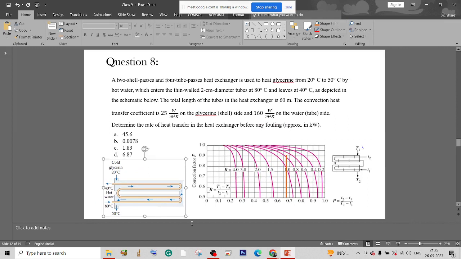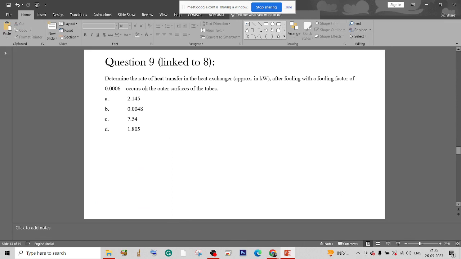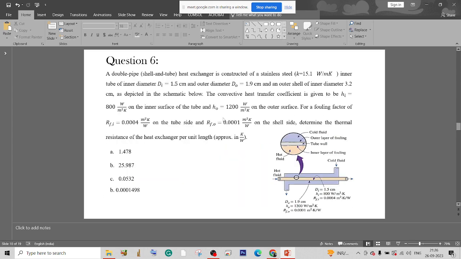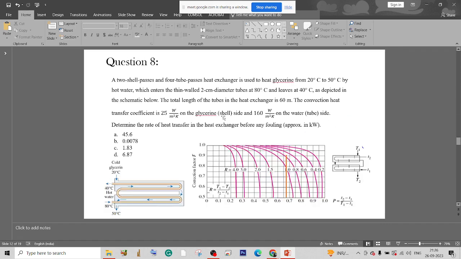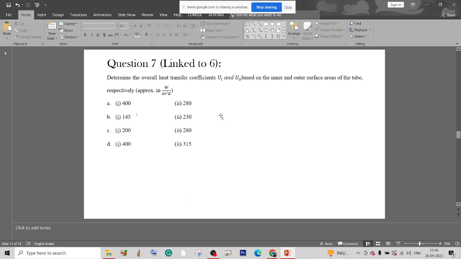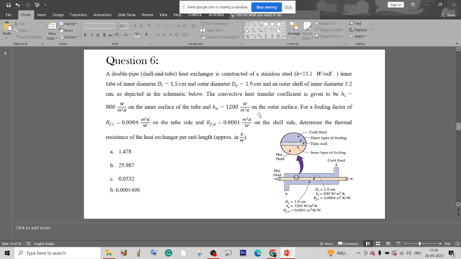Yeah. So now let us proceed to question number 9. This is the last question. Actually, this is linked to question number 8, so we must solve this. Determine the rate of heat transfer in the heat exchanger in kilowatt after fouling with fouling factor of 0.0006. One question of the same type we have already done earlier.